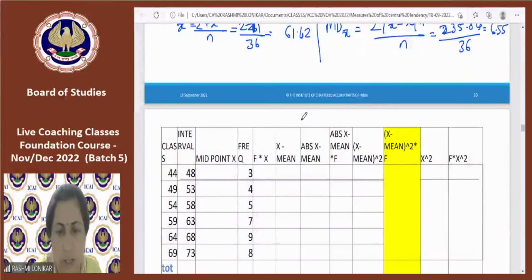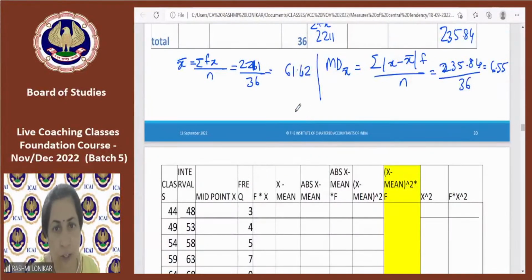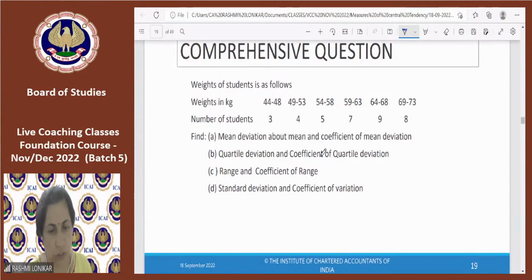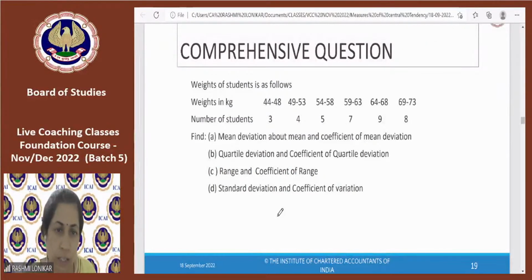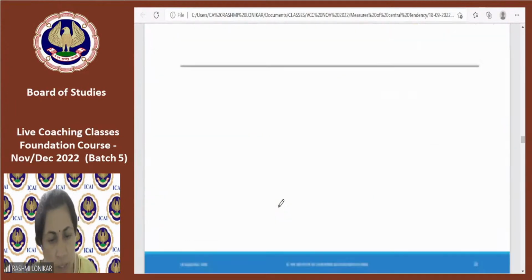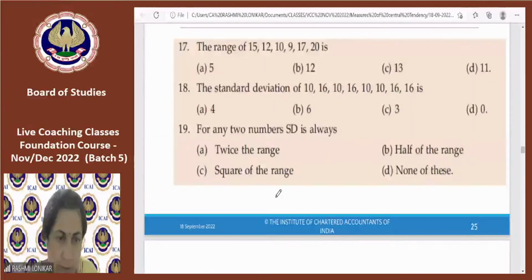Now, using this, I found the mean and I have found the mean deviation. What else is required? Quartile deviation and coefficient of quartile deviation, range and coefficient of range, and standard deviation and coefficient of standard deviation. Okay. I have shown you how you are supposed to do the sum, and then you can continue with this. Practice the sum. If you're still not able to get it, I will do it again next time. Okay. Now in this 17th sum, can you tell me what the range will be?